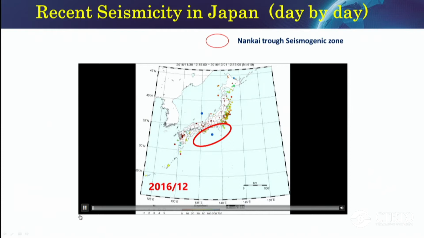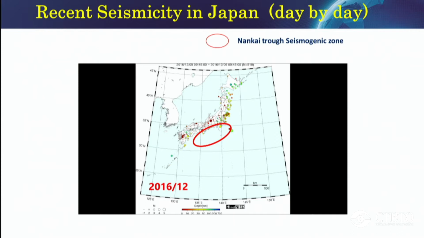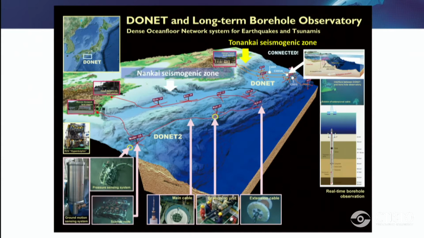Okay. Sorry. Yes. This is recent seismicity in Japan using the HiNet and the ocean floor network system. Day by day, you can understand the seismicity around Japan. It's very, very significant information on where the earthquakes occurred around Japan. This is just the result of the real-time monitoring system. So next slide.